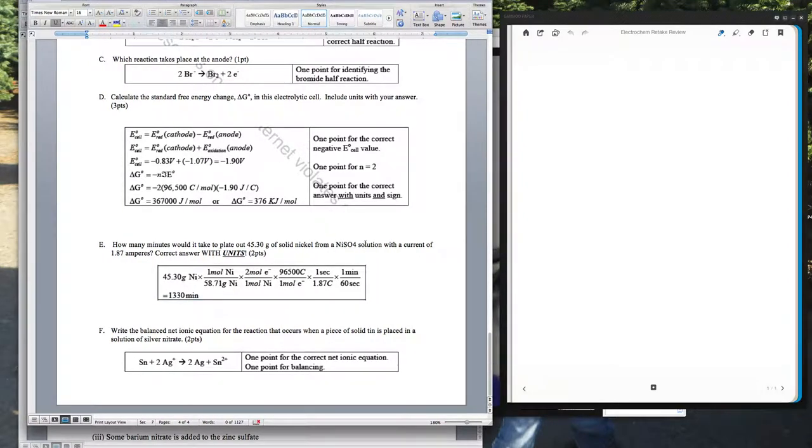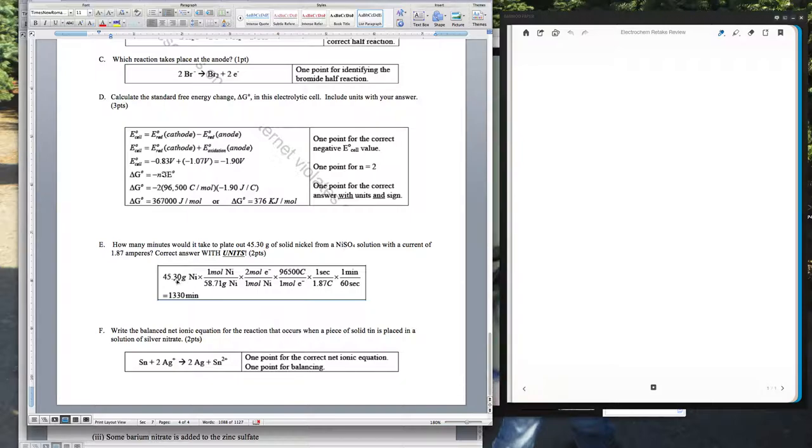So what they did is you had 45.30 grams of solid nickel. So you know it's just going to be nickel. And from this formula, we have to memorize our polyatomic ions. You know that SO4 is a 2 minus charge, which means that nickel is a 2 plus charge. When we start with the grams, we know that the current is 1.87 amps. Normally we go from amps and minutes to grams, but this time we're given grams, so we're actually working backwards.